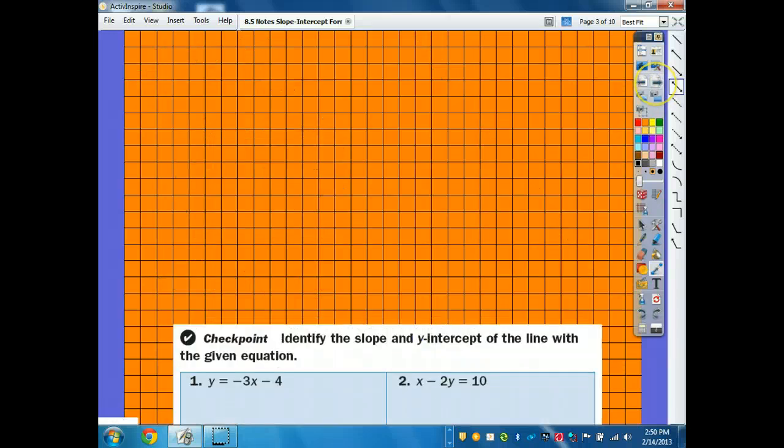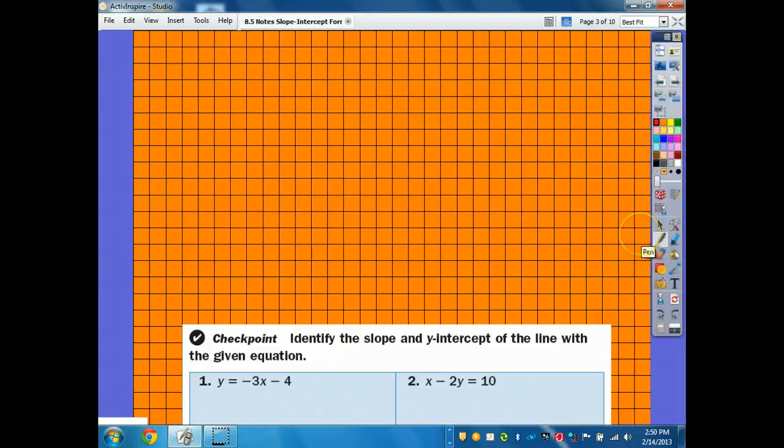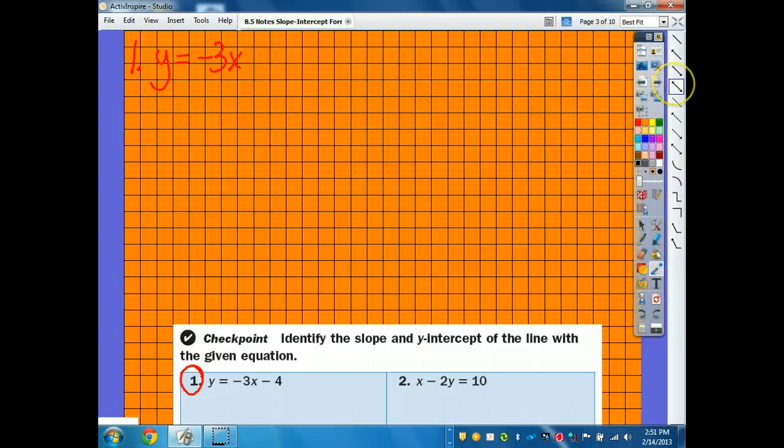Alright. Let's do two more. Number 1. Y equals a negative 3x minus 4. What if this was just my equation? Then you would already have it. I wouldn't have to do it? You wouldn't have to simplify. True, I wouldn't have to simplify it. I agree with that.